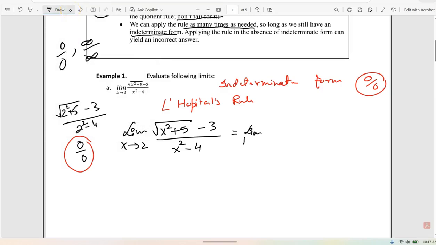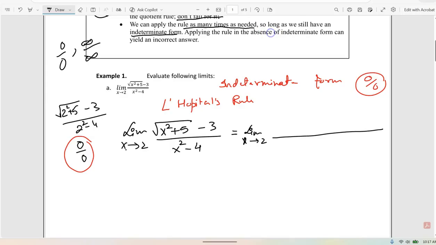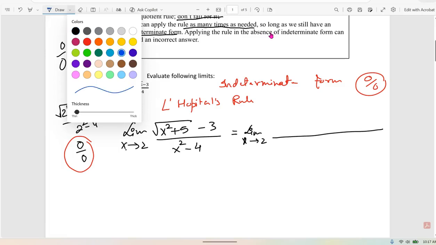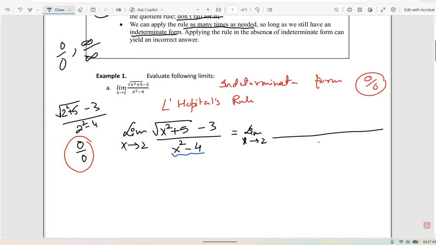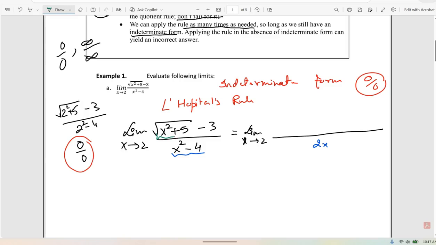You're going to write the limit as x approaches 2. In the denominator, you write the derivative of the denominator. What's the derivative of the denominator? Just 2x. In the numerator, you write the derivative of the numerator. This is a square root, so the square root's derivative is 1 by 2 square root of x squared plus 5, times the derivative of the inside, which is 2x. Minus the derivative of 3, which is 0, so I don't really need to write it.